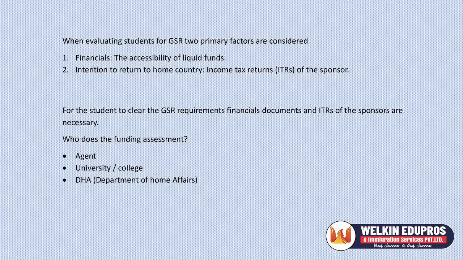Now the other factor, intentions to return to their home country, involves ITRs of the sponsor. Basically, what does the student have in India? Incentives to return back to their home country is only shown through ITRs. Writing it in any form of story in SOP will not help you. Now, who does this funding assessment? It is done by the agent, it is done by the university and college, and finally by the DHA.